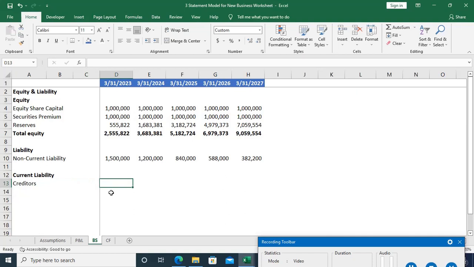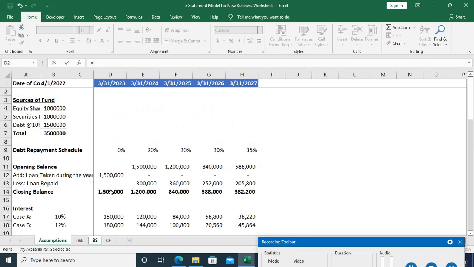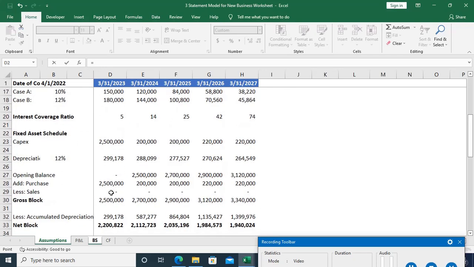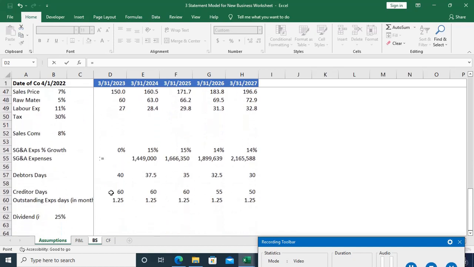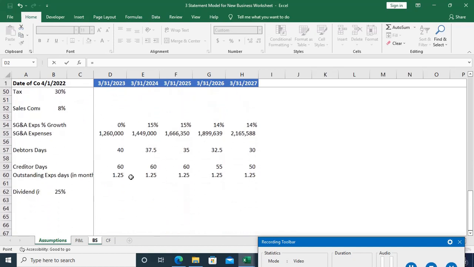Creditors, how much? See, in the creditors we had normal creditors for raw materials and another one for outstanding expenses. So here creditors means I am talking about that raw material creditors. Where are they? Creditor days are mentioned. When creditor days are mentioned, from this you can actually calculate the creditors amount.